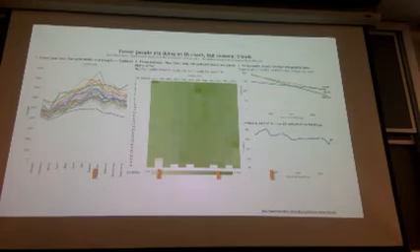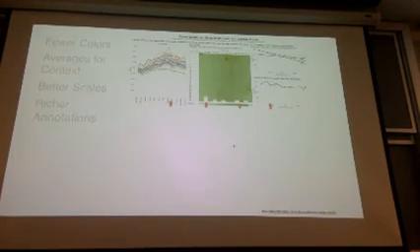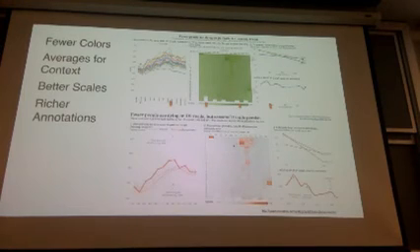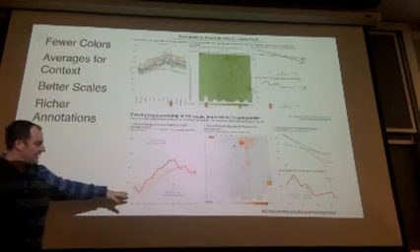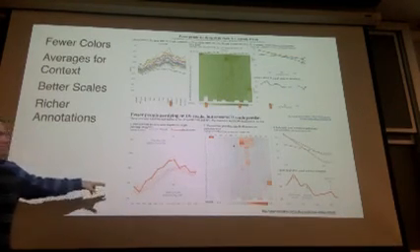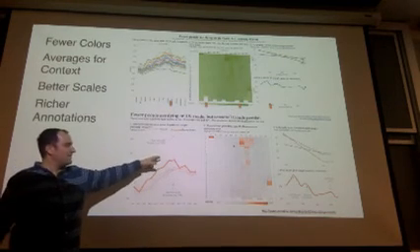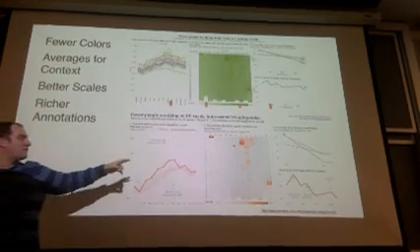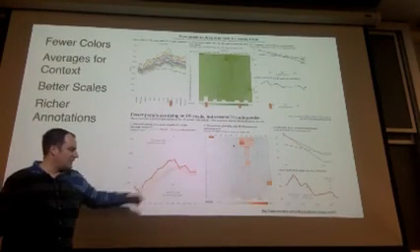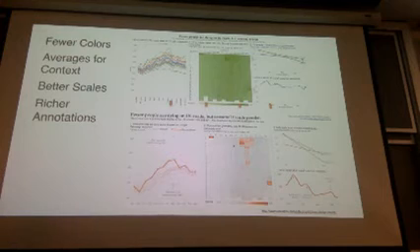So let's look at the redesign of those two. If we have fewer colors, averages for context, which is important, better scales and richer annotations, we can redesign this chart like this. So here we have the average of all years in the middle, and then the fatalities in 2009, which is when this was made, and the fatalities in 1980, when there were 4,000 people in August 1980, and in August 2009 there were only 2,500 people that died.